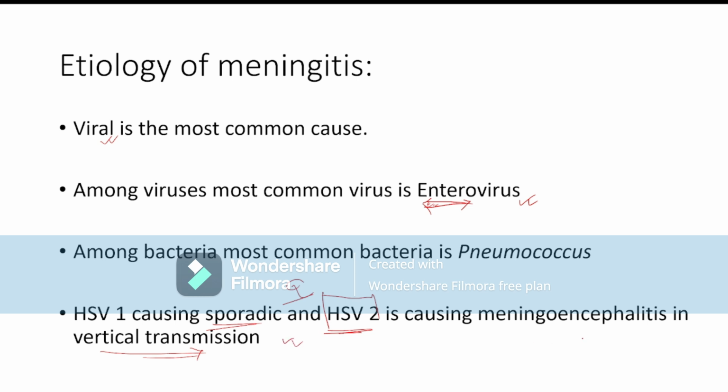And this type of meningitis is a very severe form, and this meningitis is mainly treated by giving acyclovir. So this is also an MCQ. Among the bacteria, the most common bacteria causing meningitis is pneumococcus. In the overall age group, the most common cause of bacterial meningitis is pneumococcus.